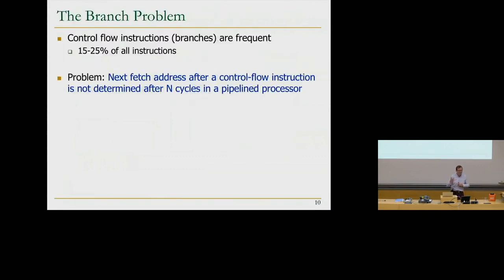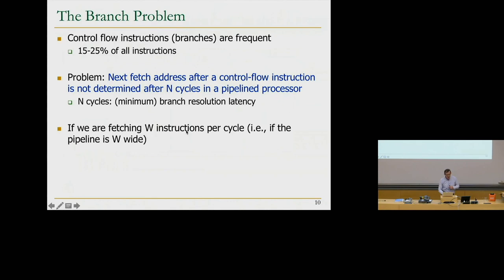Okay, so let's talk about the importance of the problem a little bit. So people have found out that these control flow instructions are very frequent. For example, if you're doing a decision on a query, you actually have a lot of control flow. So it could be between 15 to 25% of all instructions. So the problem is, next fetch address after a control flow instruction is not determined after n cycles in a pipeline processor. That n cycles is called the branch resolution latency, minimum. It could be maximum also. If it's dependent on a load, for example, it could take a long time to resolve that branch.